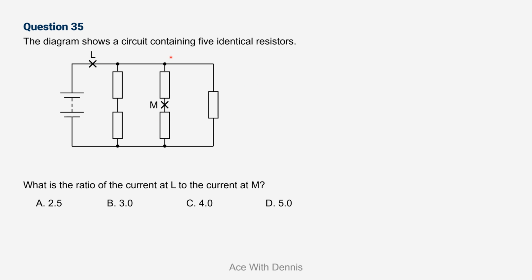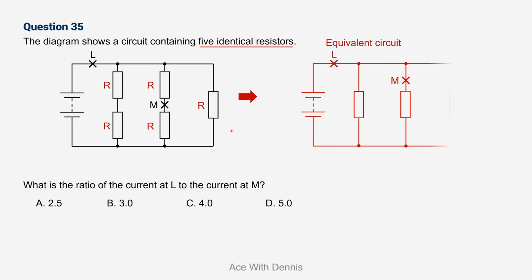First let's look at the question. These 5 resistors are identical, which means they have the same resistance. We need to draw the equivalent circuit for this diagram. In the first branch and the second branch of this circuit, the resistors are connected in series. Hence, we can label this resistance as 2R and this resistance as 2R, and the last one still remains as R.